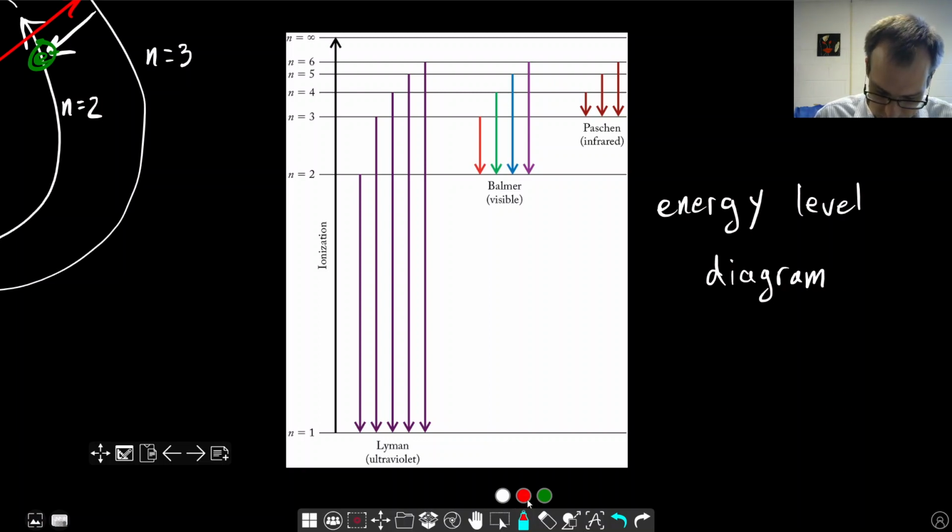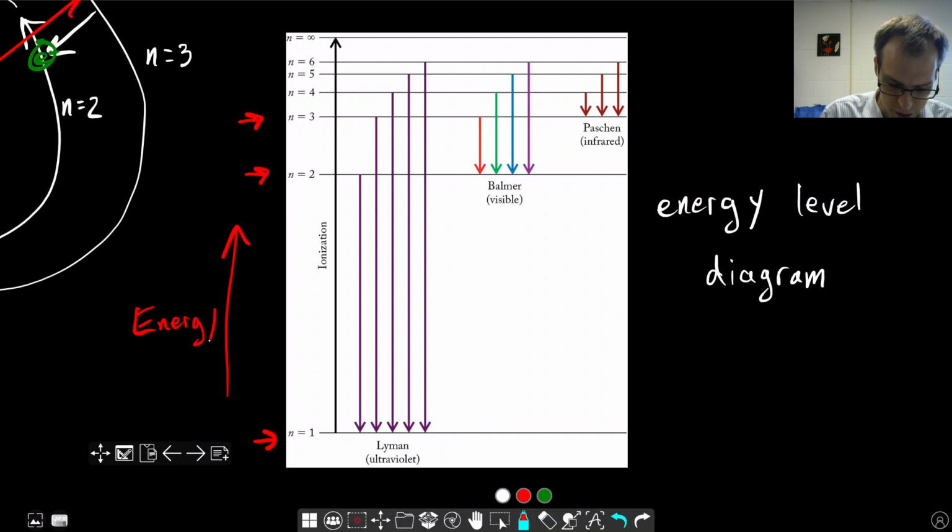What we're seeing here is these n equals 1, 2, 3. These are these orbits that I was talking about. Again, the electron doesn't actually do this. It doesn't actually orbit around like this. So we talk about orbitals, which we'll get to very shortly. But these represent the energy levels that are available in the hydrogen atom. And our y-axis here is energy. So as we go up, we're getting to higher energies.